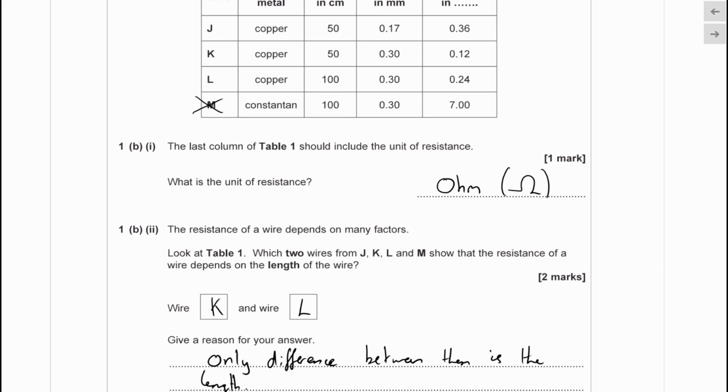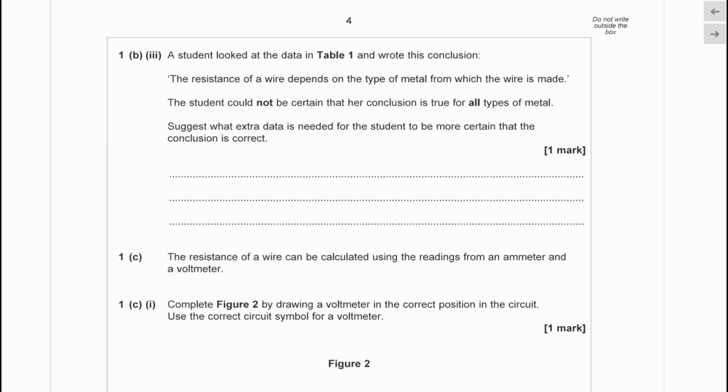We only have data in the table on 2 different types of metals, and so that's not enough to say that the type of metal will change the resistance for every type of metal. So what we need is more data on different types of metals. Alright, now this is a 1-mark question, and that is all we need to write.